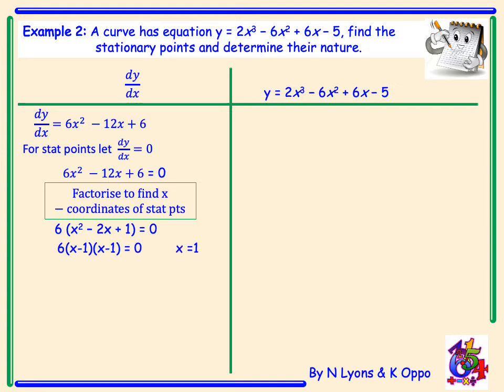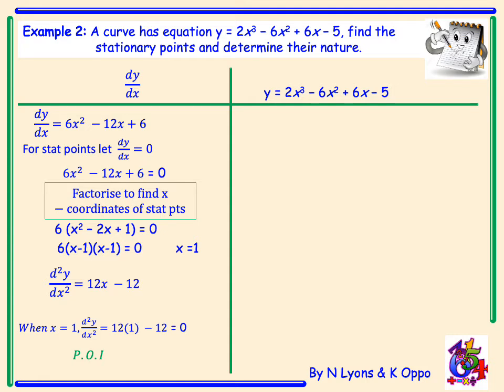So I've got a stationary point at x equals 1, and I want to just verify the nature of that stationary point. So I'll look at the second derivative. In this case, the notation is d2y by dx squared, and that equals 12x minus 12. So I've differentiated dy by dx. So when x is 1, d2y by dx squared equals 12 minus 12, which equals 0. And remember, when the second derivative equals 0, that tells me I have got a point of inflection. I'm just going to call it POI.